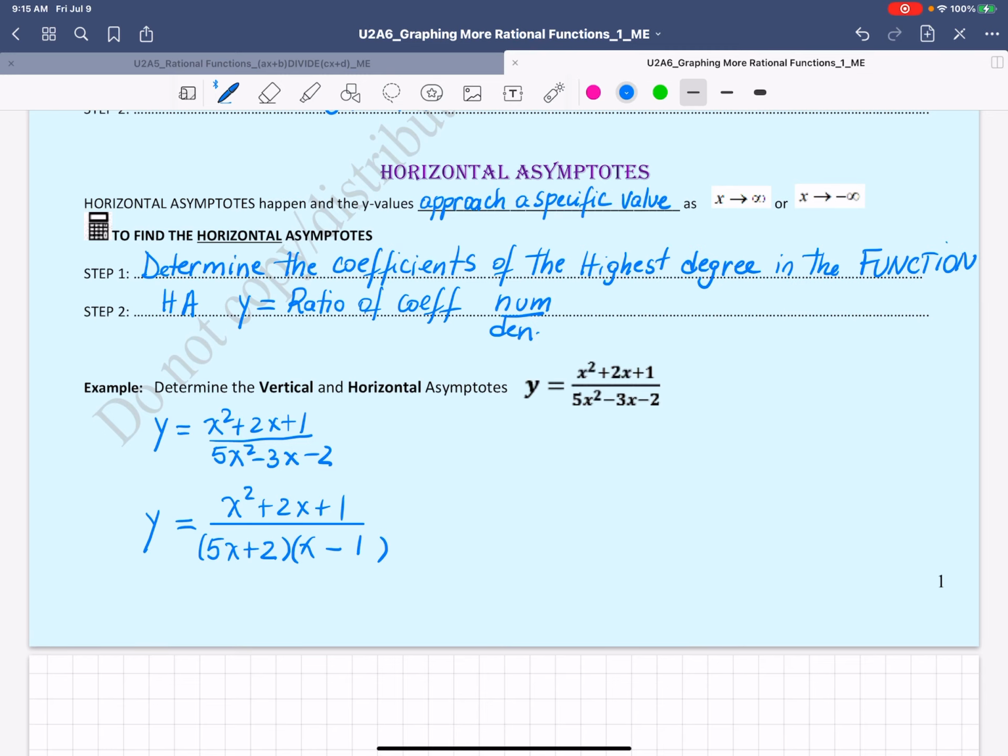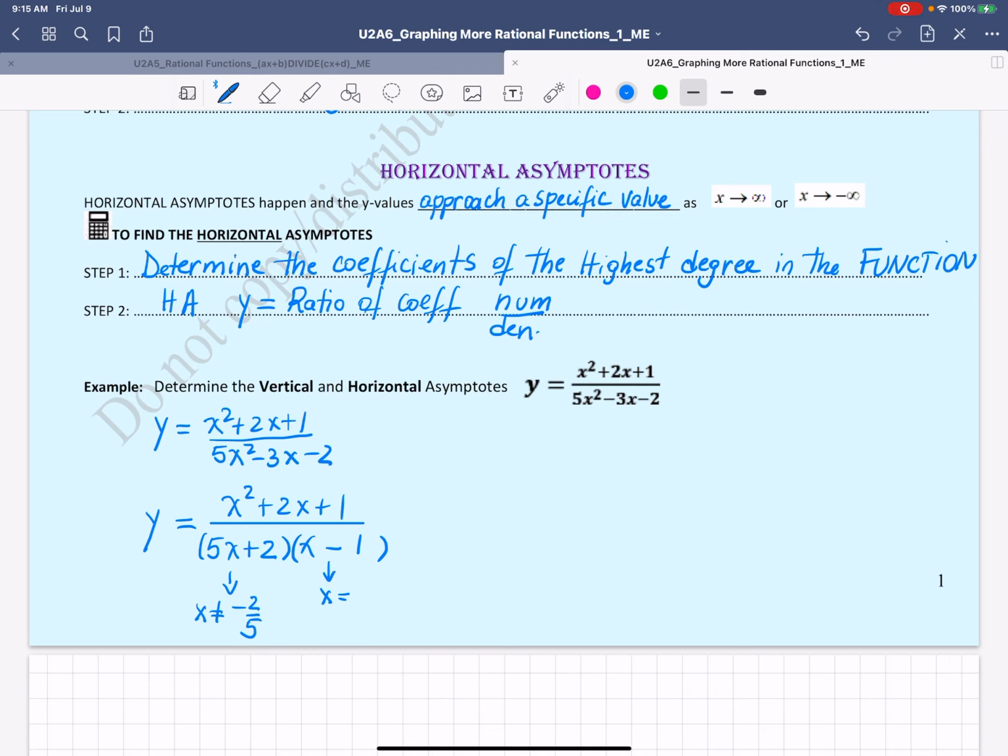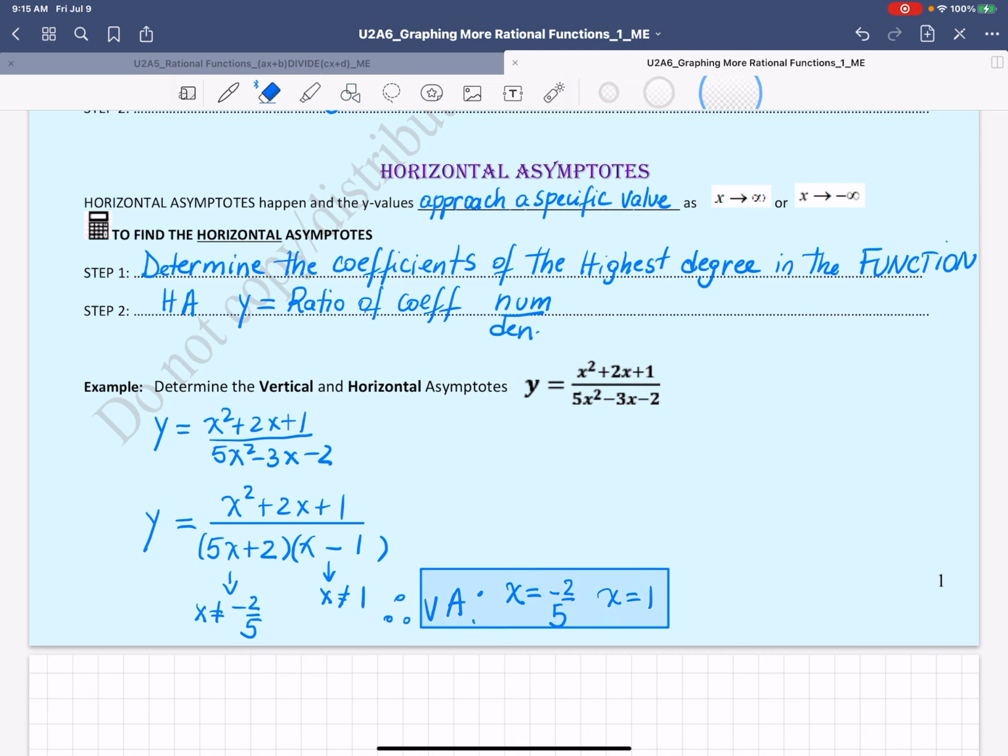I won't do anything to the numerator for now, so that would be x squared plus 2x plus 1. So from here, I can state the restriction and say that x has to be different than negative 2 over 5 and different than 1. So therefore, the vertical asymptotes are 2 as a matter of fact, and their equations are x equals negative 2 over 5 and x equals 1. So here go the vertical asymptotes. And let's take a look at the horizontal asymptotes.